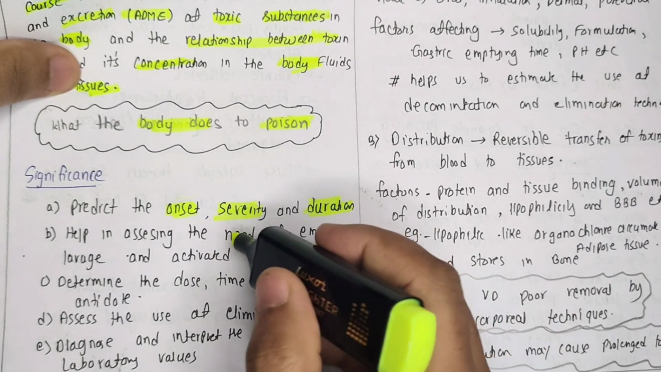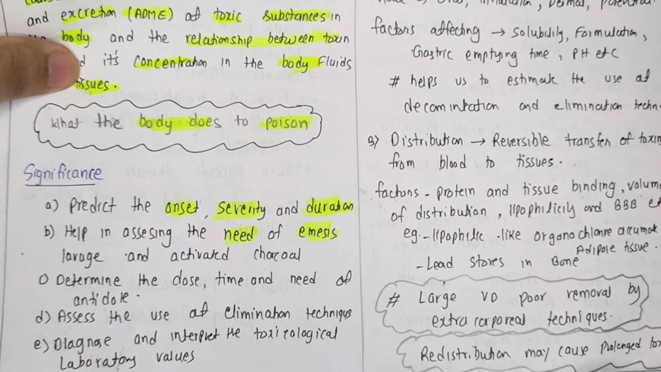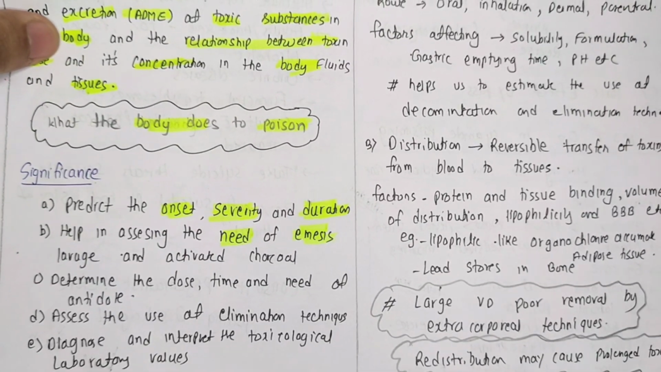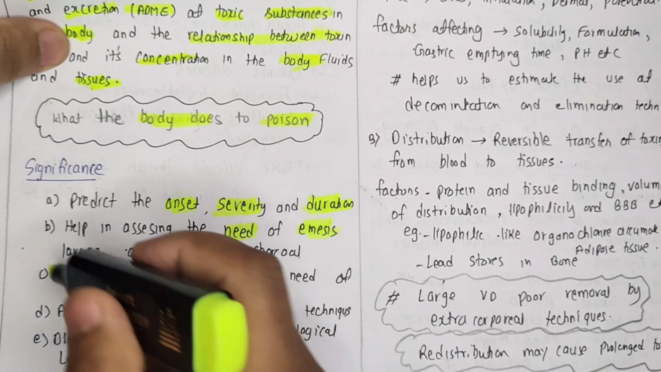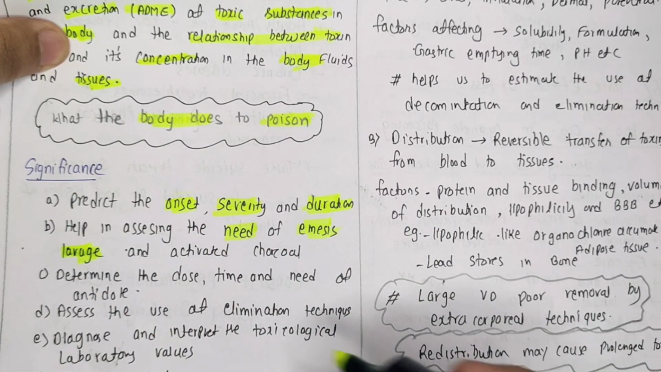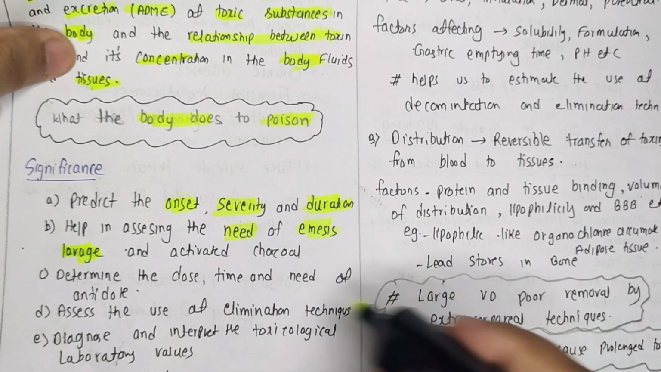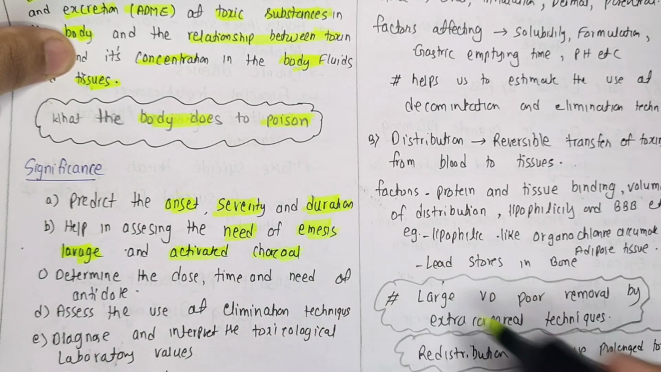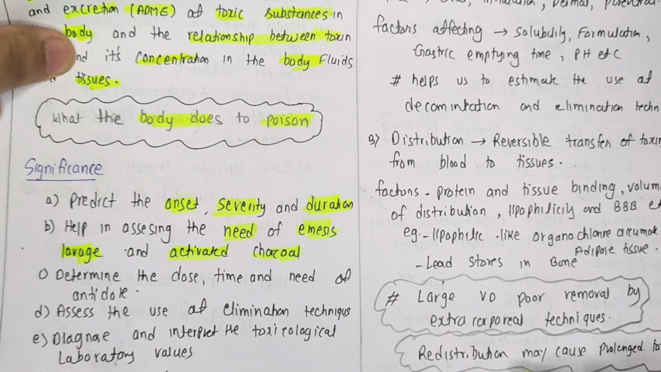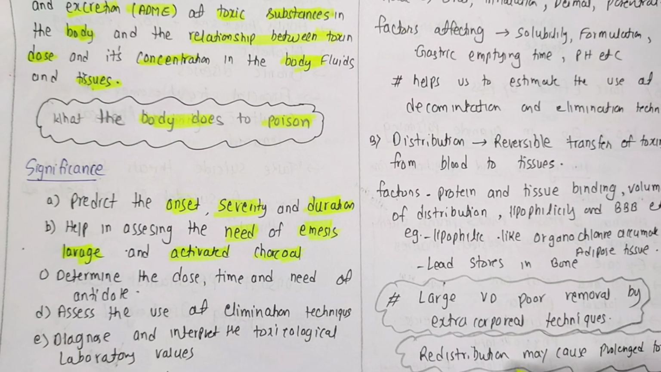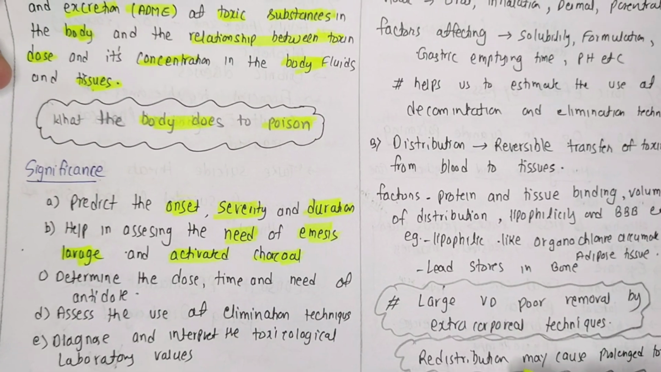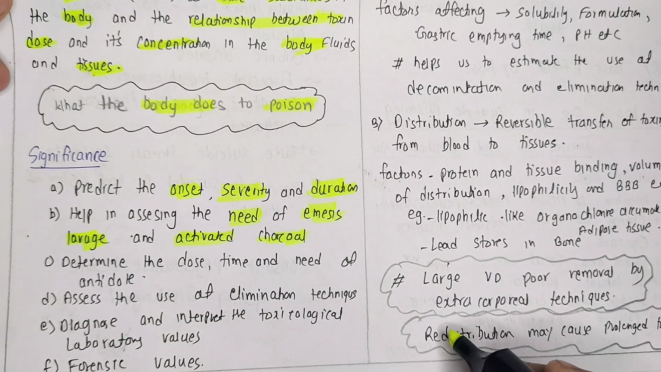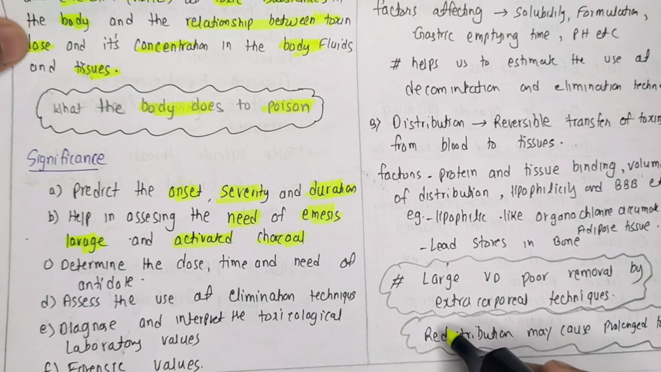Similarly, it will help us in assessing the need for emesis. If there are some substances which are very poorly absorbed or they will stay for a longer time in our stomach, then we can go for induction of emesis or gastric lavage. Or if the poisonous substance is there in the stomach, then we can go with activated charcoal. Now, just imagine if some substance is readily absorbed within a few minutes or within an hour from our GI system, then inducing emesis, doing gastric lavage or administering activated charcoal does not give much benefit to the patient. That will be assessed by the study of the toxicokinetics of that particular substance.